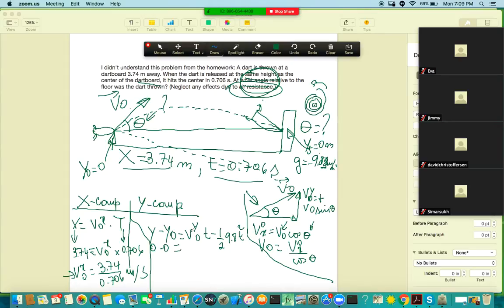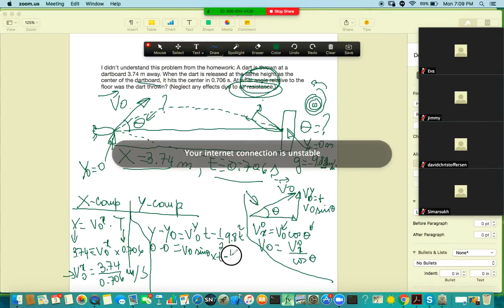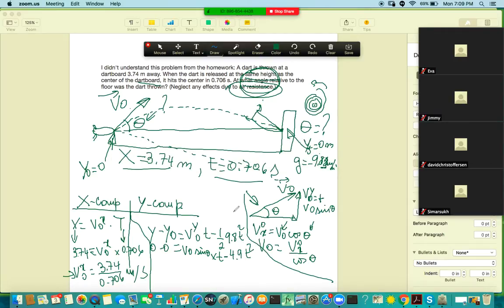And what is v naught y t? V naught y t is v naught sine theta t minus 4.9 t squared. Now, look what this allows you to determine. This allows you to determine v naught sine theta. Why is that? Well, because I have t, and I have t squared.